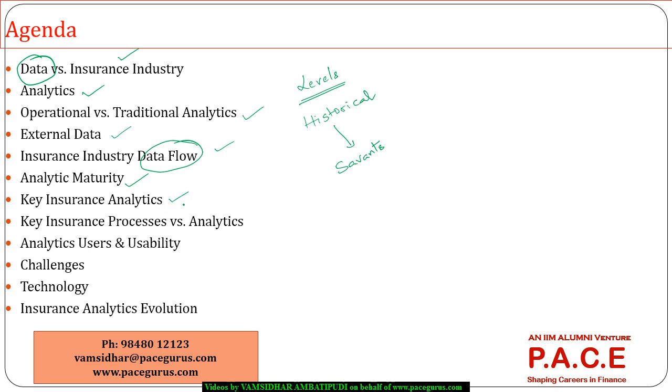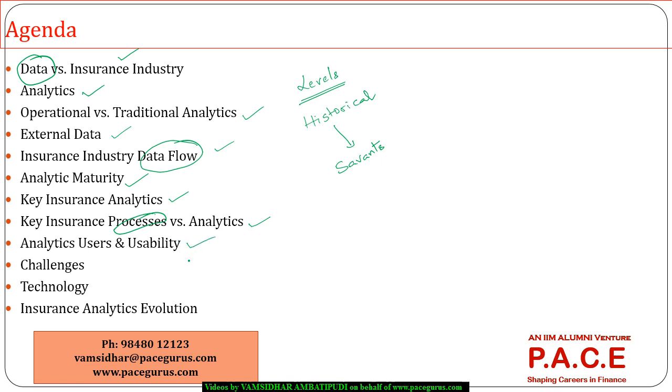Then in the insurance industry, what are the different kinds of analytics that are expected or that are being performed? Like marketing analytics or financial analytics, different kinds of analytics that play a role as a part of the key insurance analytics. Then we are talking about the different processes: the underwriting process, what kind of analytics it uses. Similarly, the claims process, what kind of analytics it requires. So we are talking about key insurance processes and the analytics that is involved in them.